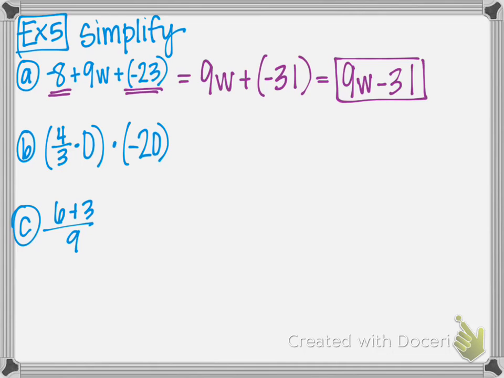B. 4/3 times 0 times -20. What is anything times 0? 0. So this times 0 is 0. And since this is 0, that times -20 is 0. So the answer to that is 0.